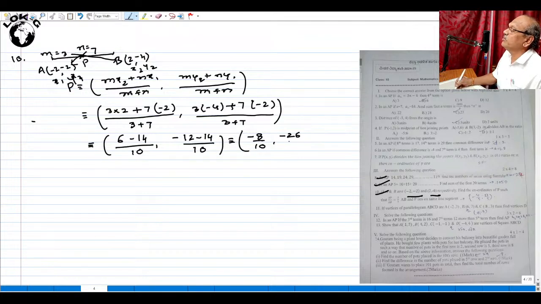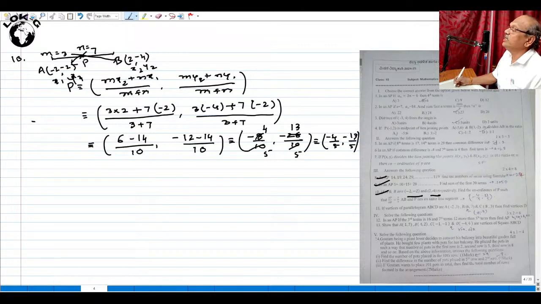Use some speed mathematics to save your time. 26 upon 10. You can cancel it, right? Is that clear? Yes, your final answer should be -4 by 5 minus 13 by 5.